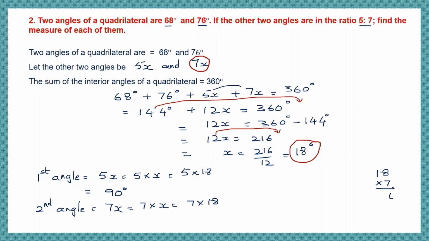7 eights are 56, carry 5. 7 ones are 7 plus 5, it's 12. So the second angle will be equal to 126 degrees. So we have found our answers. The first one is 90 degrees and the second one is 126 degrees.